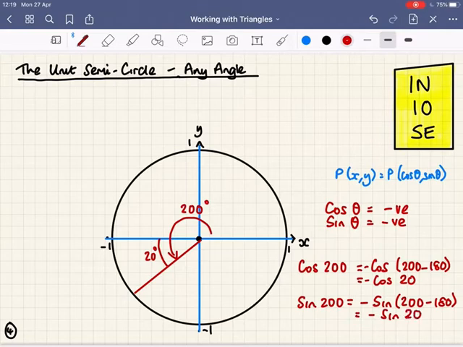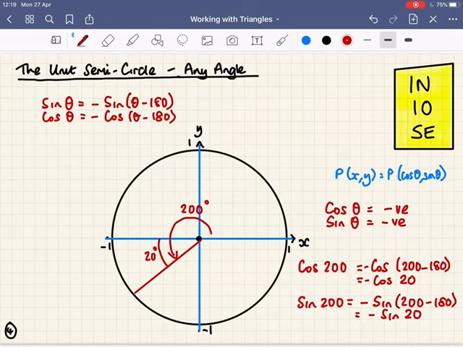So as a general rule for this particular quadrant, the third quadrant, my angle sine theta will give me the same value as minus the sine of theta minus 180. And cosine theta, similarly, will give me the same value as minus the cosine of theta minus 180.